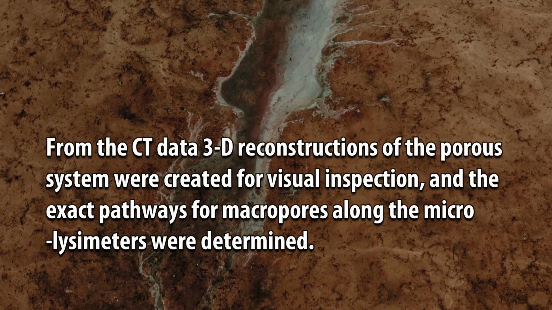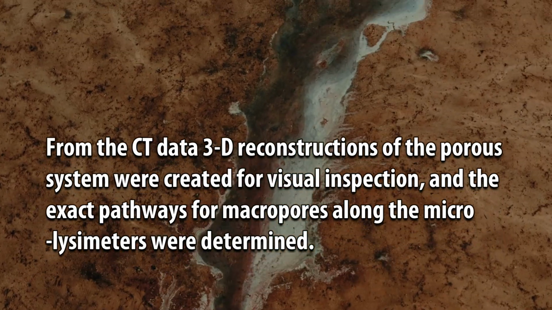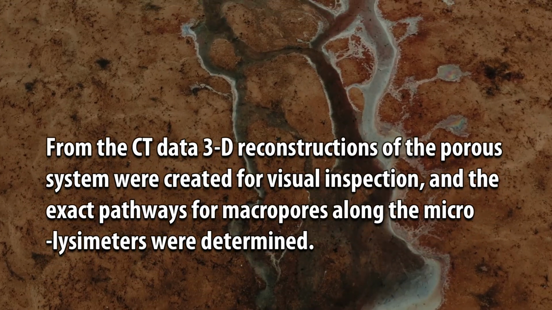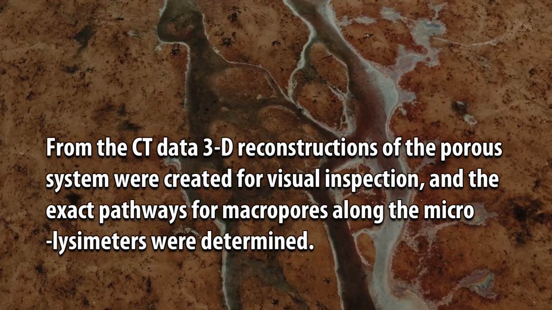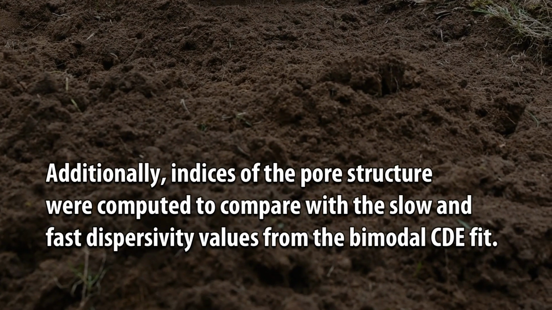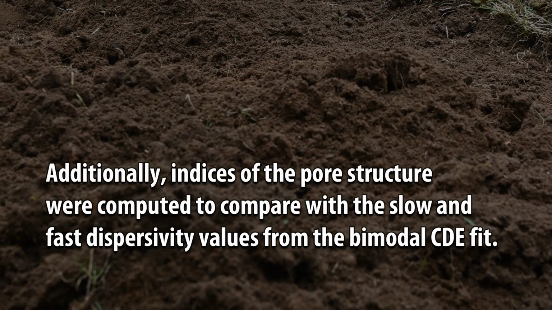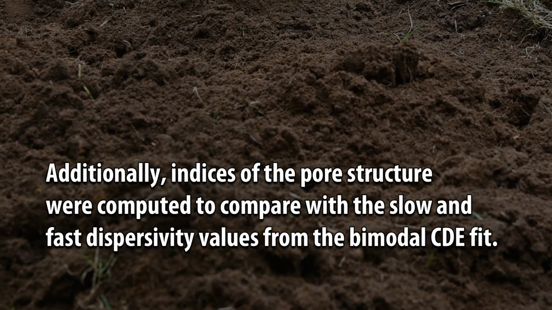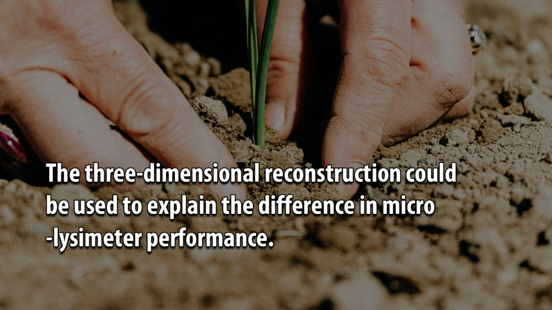From the CT data, 3-D reconstructions of the porous system were created for visual inspection, and the exact pathways for macropores along the microlysimeters were determined. Additionally, indices of the pore structure were computed to compare with the slow and fast dispersivity values from the bimodal CDE fit. The 3-dimensional reconstruction could be used to explain the difference in microlysimeter performance.